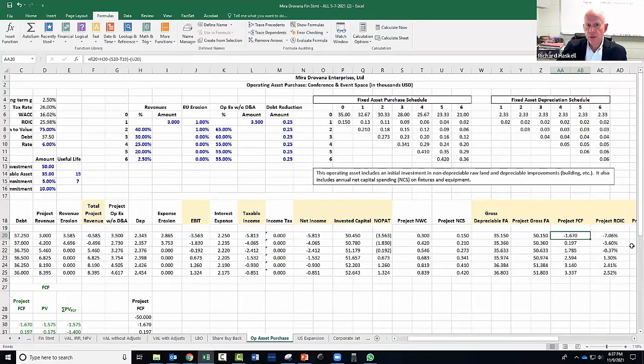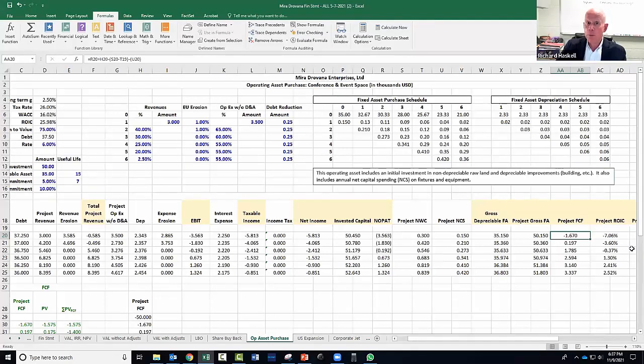Remember, free cash flow is the net operating profit after tax, or adjusted for tax, for a period, plus depreciation and amortization for that period, minus change in net working capital. So that period's net working capital minus the period before for the project in this case. Then minus net capital spending, which would be the project's fixed asset for that period, minus the fixed asset for the project the period before.